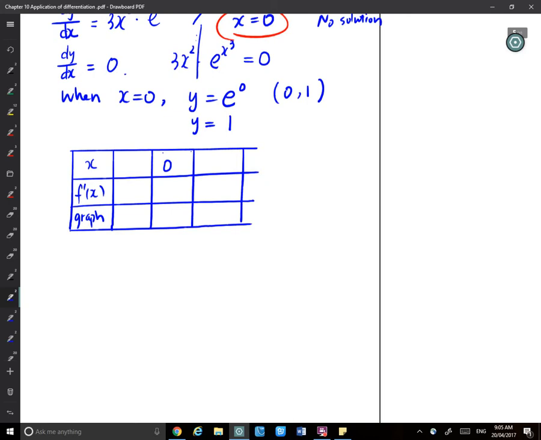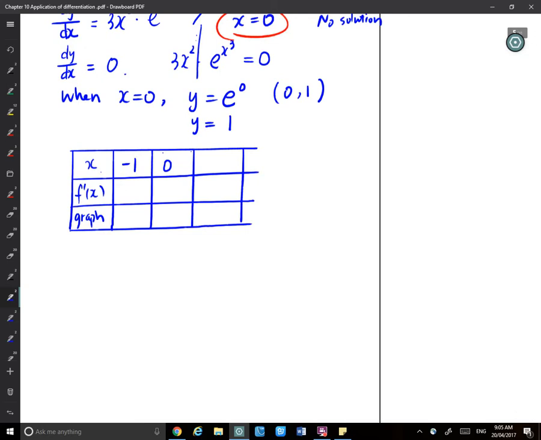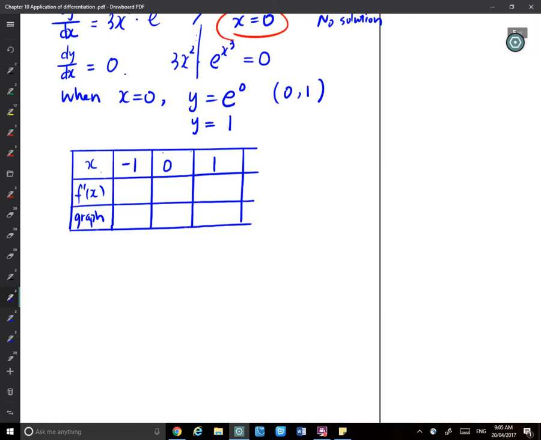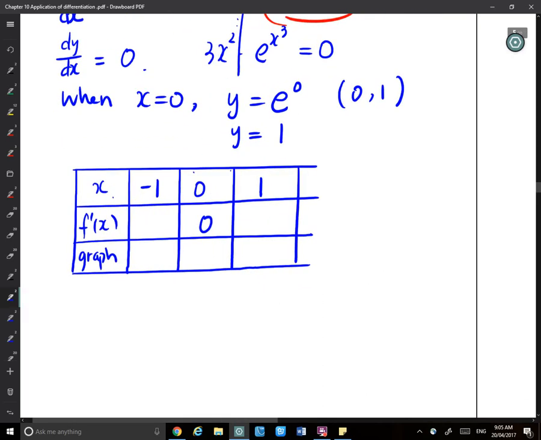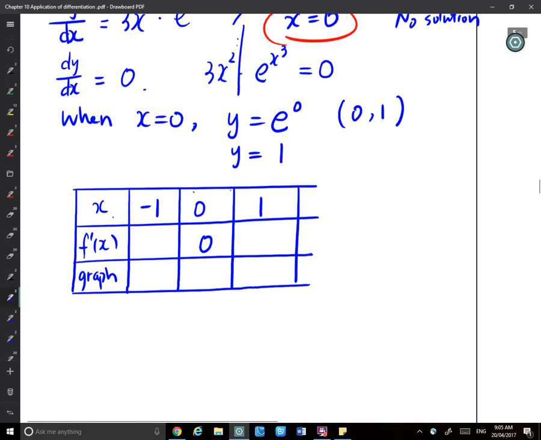Okay, we will write 1 point to the left of 0. I can choose any point, but -1 is obviously a good one, so I'll put -1. And I'll put another one like 1. Just choose any 2 to the left and to the right. You know that f dash 0 equals 0, so write 0 here. And what does f dash -1 give you? What's the gradient at x equals -1?